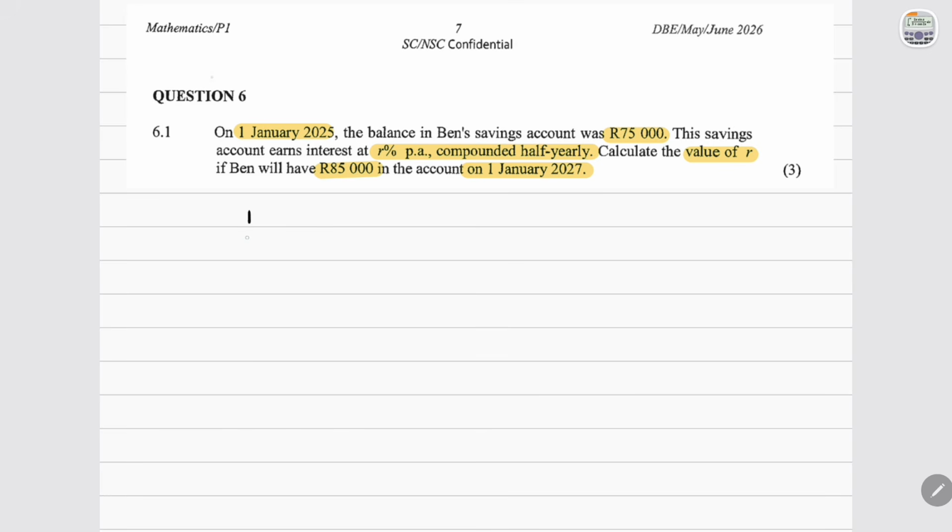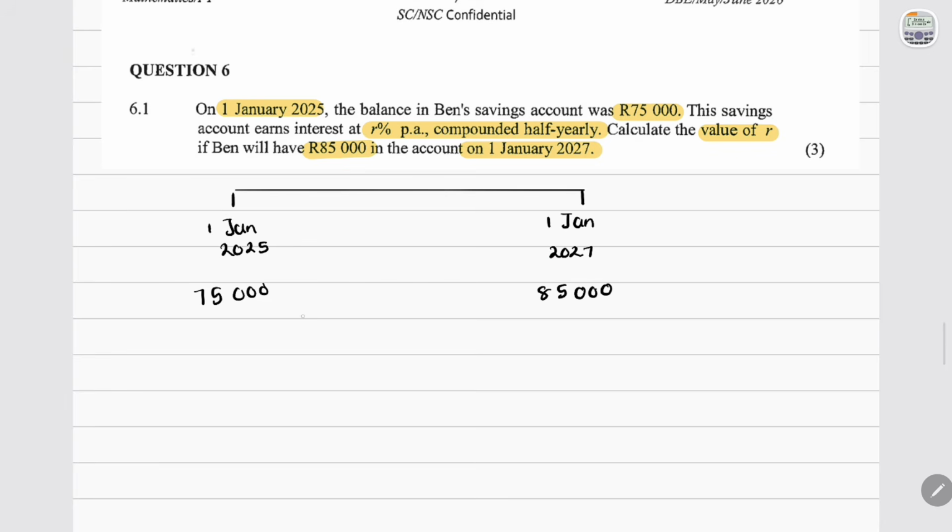So all that is happening is Ben has, on the 1st of January 2025, 75,000 in his account. Interest is attached to this and it is compounded half yearly. And then he ends up, on the 1st of January 2027, exactly 2 years later, with 85,000 Rand. We have to find out at what interest rate this money would have grown to this amount. This is just compound interest growth, and the formula is A equals P, open bracket, 1 plus i, raised to the power of n.